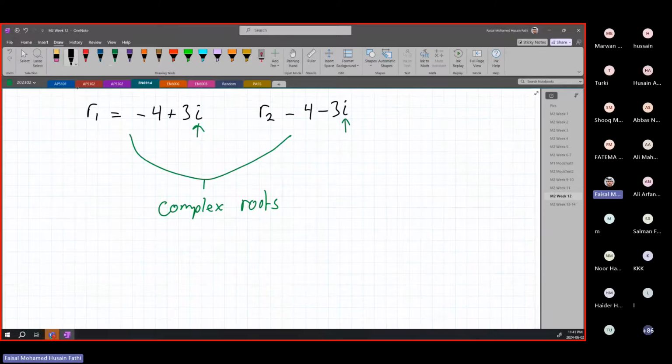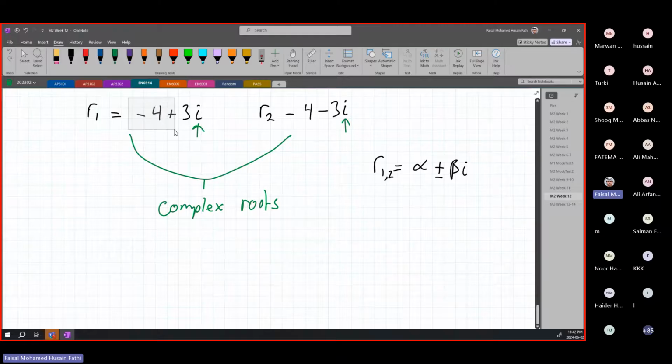So first things first, let's have a general form of this. r1,2 is equal to alpha plus or minus beta i. So let's say the real part is alpha, and this is the complex part. Just to have a general form when we have a complex part.